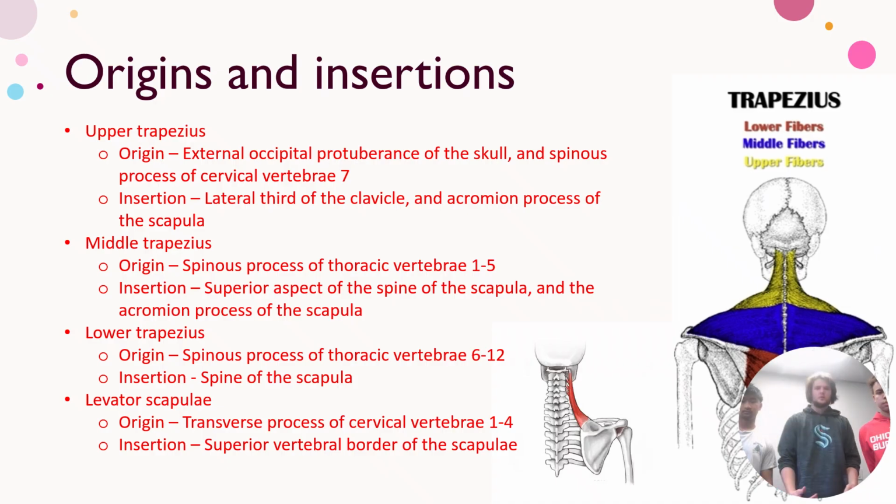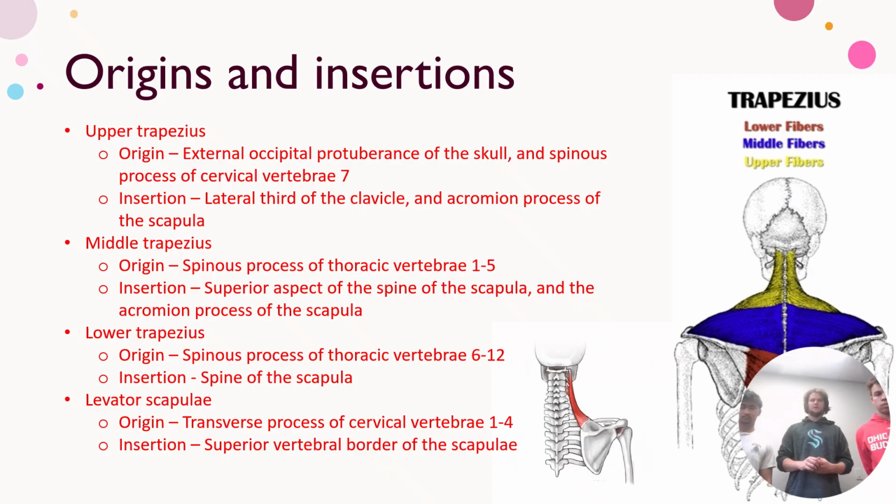So we're going to start with the origins and insertions. And you see the picture all the way to the right. The yellow is going to be the upper trap, the blue is going to be the middle trap, and the red is going to be the lower trap. And then that other picture next to it, that's the levator scapulae.